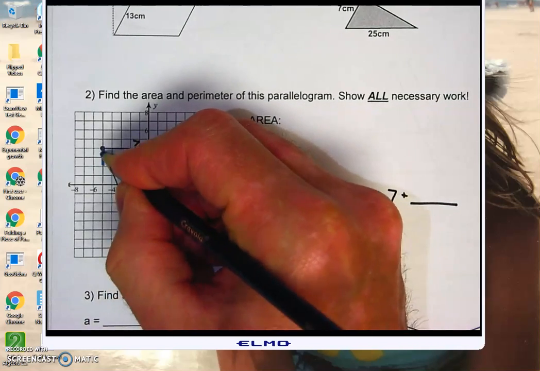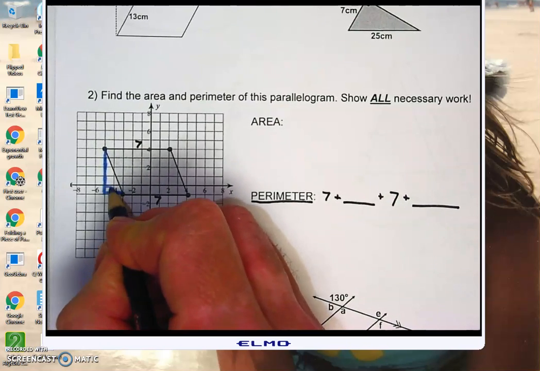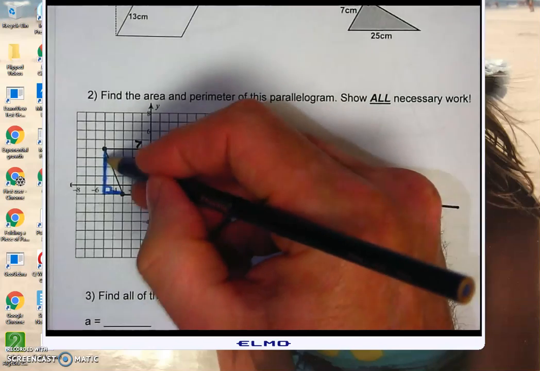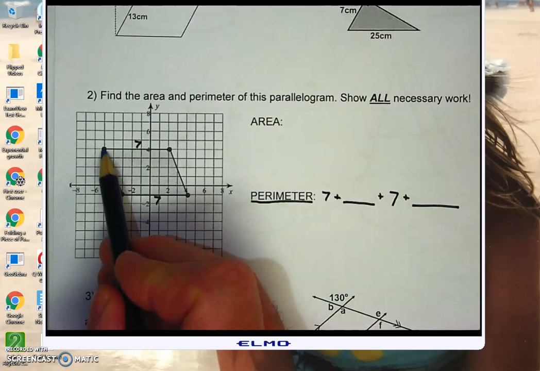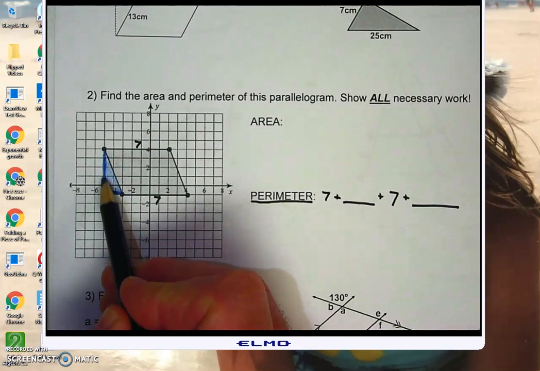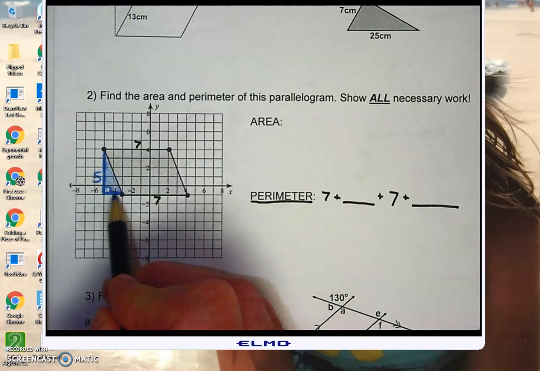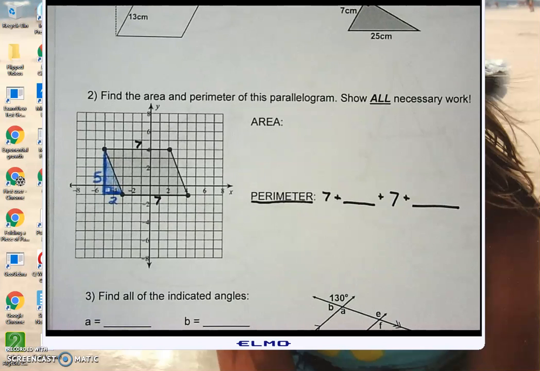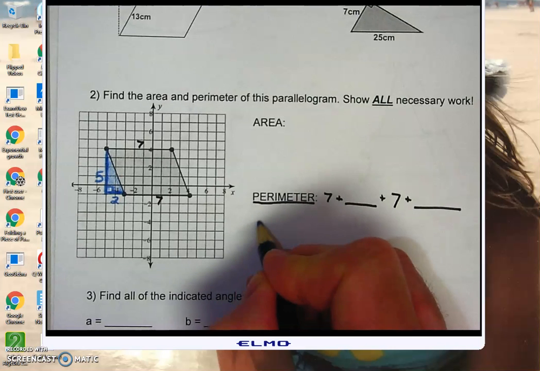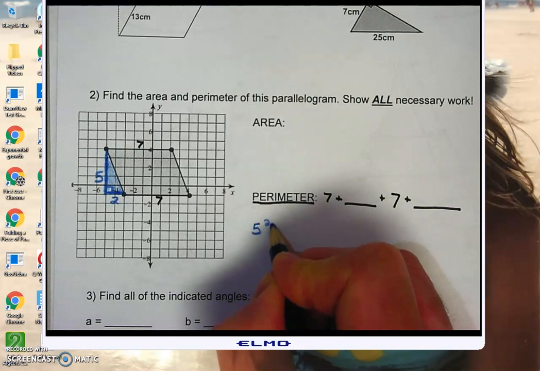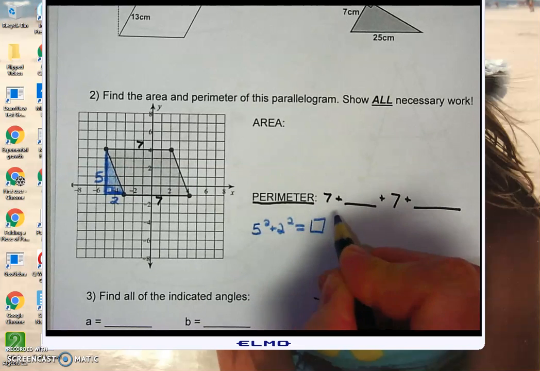So if I come down here, I can form a right triangle right there. And two sides of this right triangle are countable sides. This first one, 1, 2, 3, 4, 5. And this second one, 1, 2. And so I can find this missing side right here using the Pythagorean theorem. 5 squared plus 2 squared equals that unknown side, I'll just call it empty box squared.